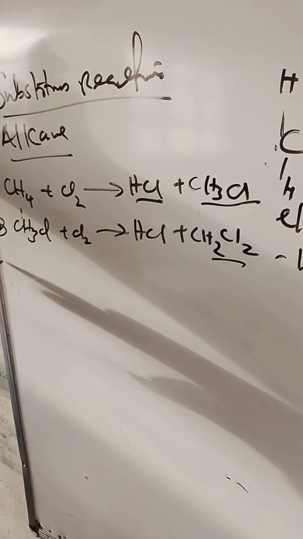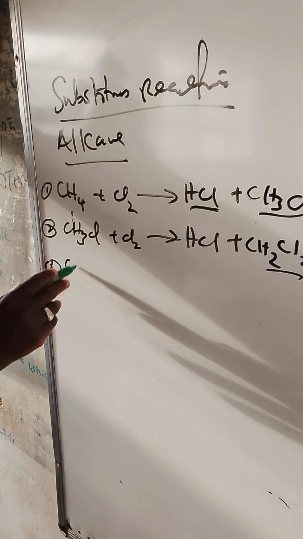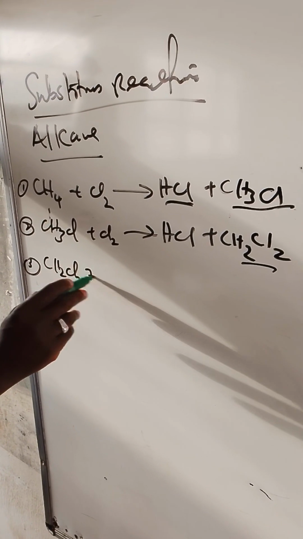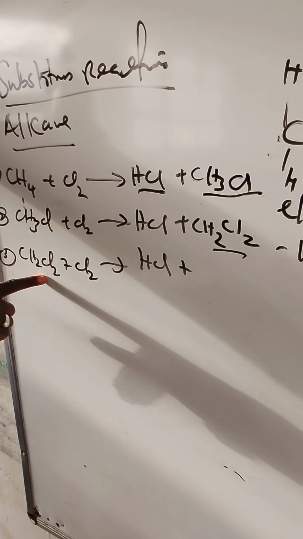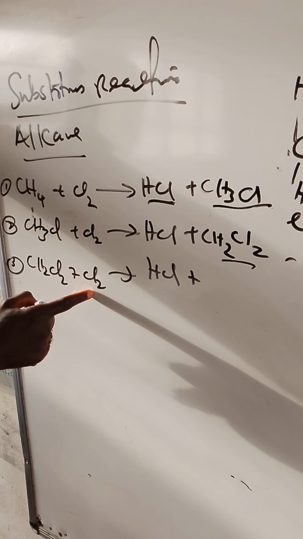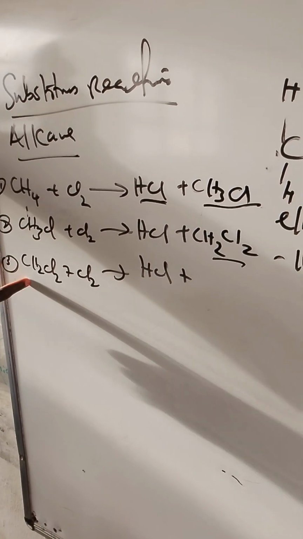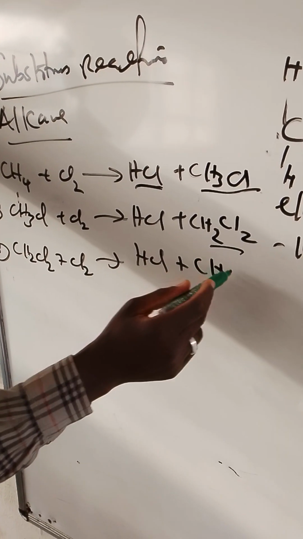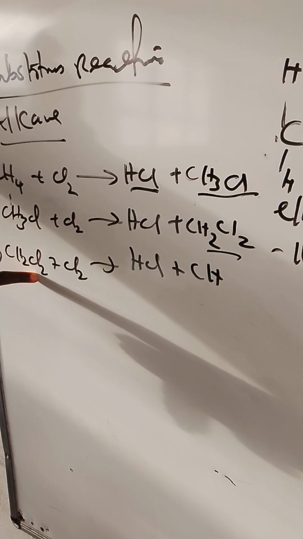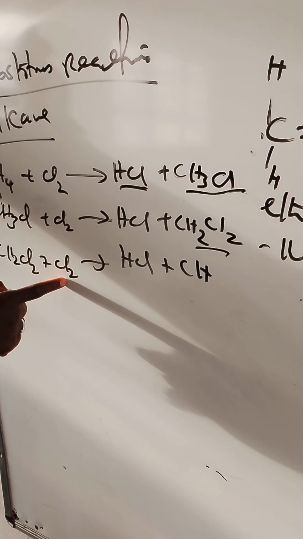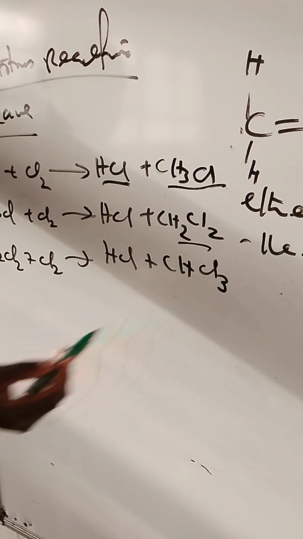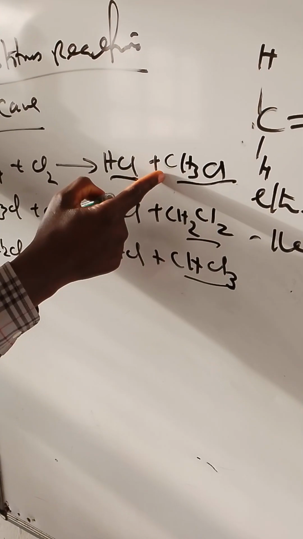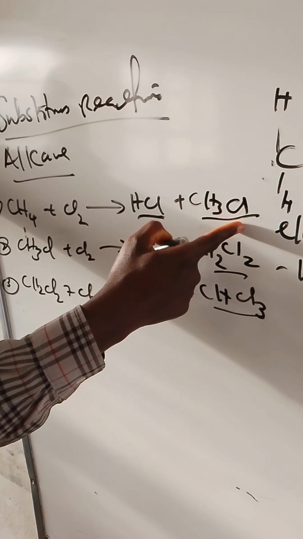So you pick this, you go to the third equation, we have what? CH2Cl2 plus Cl2. The same thing, HCl is constant plus, if you remove one hydrogen here and you remove one chlorine here, you have HCl. What is left here is CH. We have one chlorine here and we have also 3 chlorine here. It's going to be CHCl3, as the case may be. Remember, as the hydrogen is reducing, the chlorine is increasing respectively.